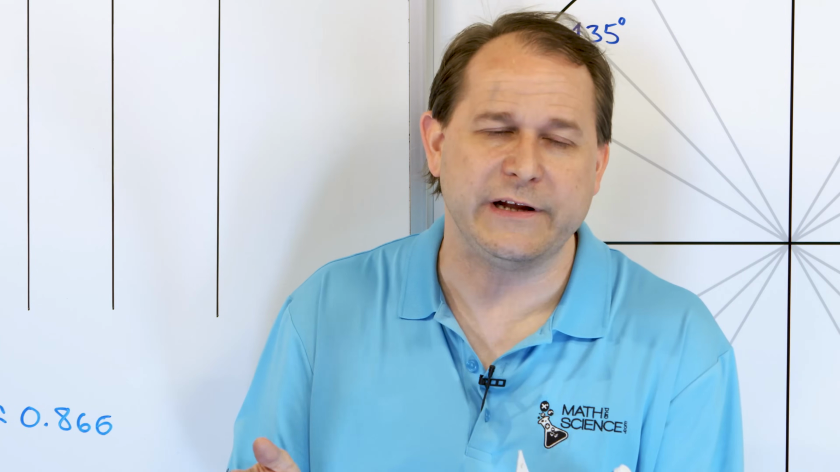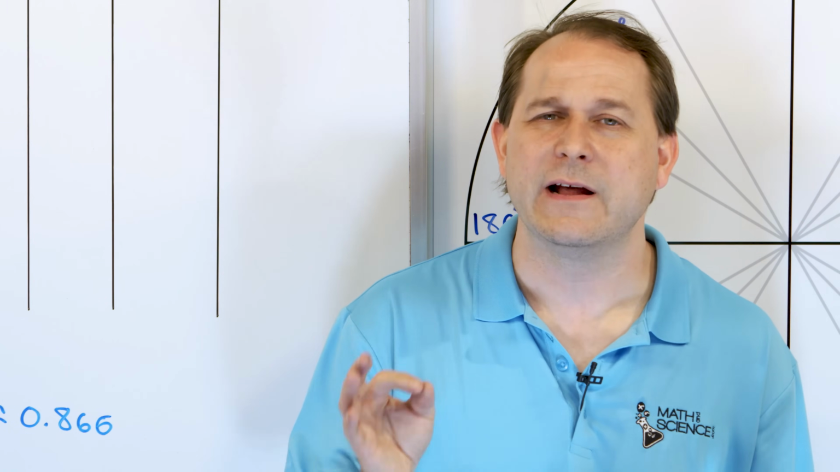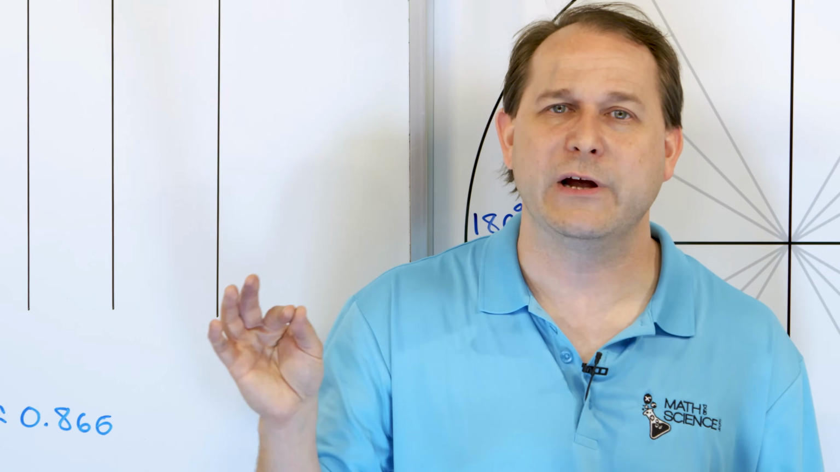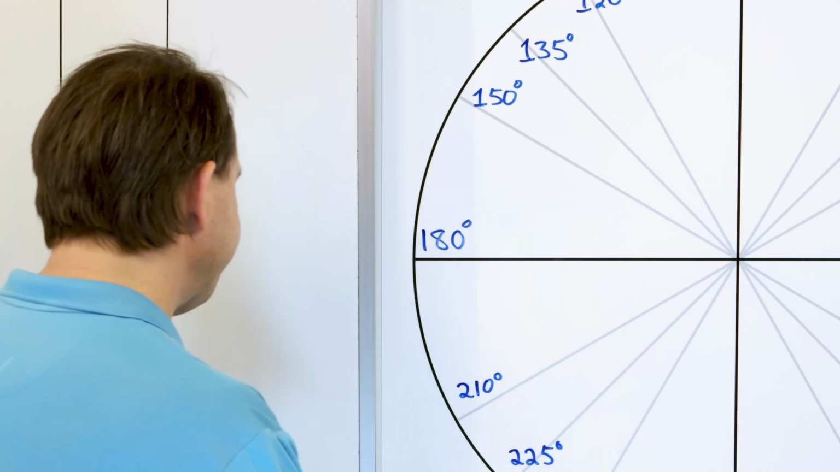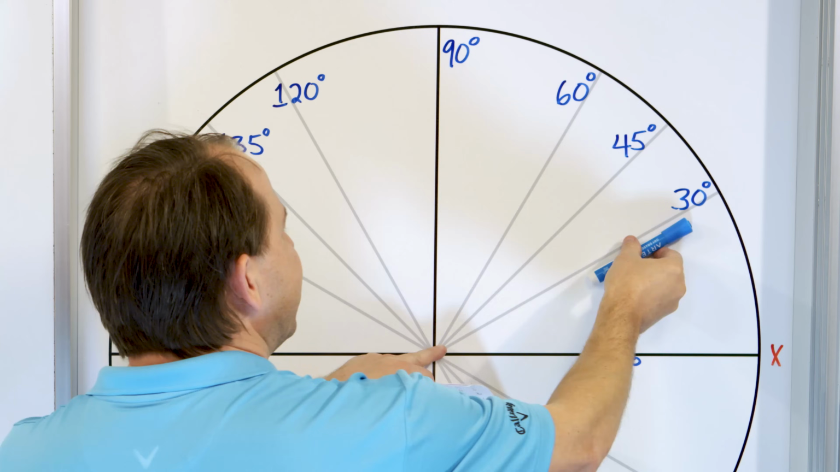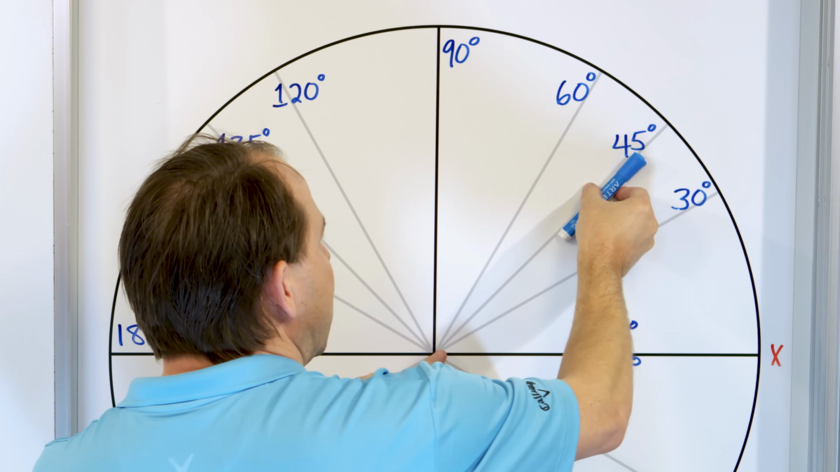The cosine of 30 can't be 1/2. It has to be something different. The other special number is square root of 3 over 2. So that's what you have to remember. Now let's move from the 30-degree position to the 45-degree position up here.